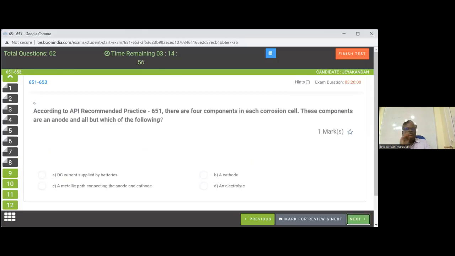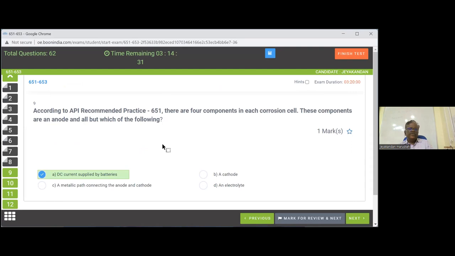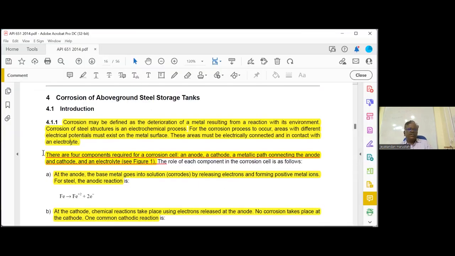Okay, next. According to API Recommended Practice 651, there are 4 components in each corrosion cell. These components are an anode and all but which of the following? So anode, a cathode is there, electrolyte is there, metallic path. There is no DC current or batteries. These 3 are there: cathode, electrolyte, metallic path, and the anode is already there. So where is it given in the code book? 4.1.1. There are 4. These are closed book questions only.